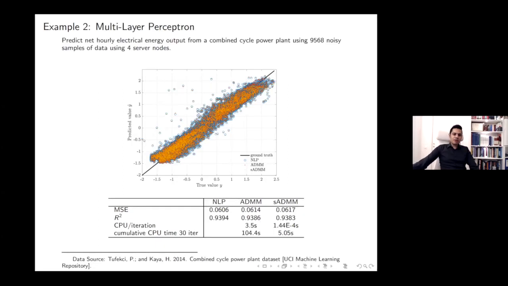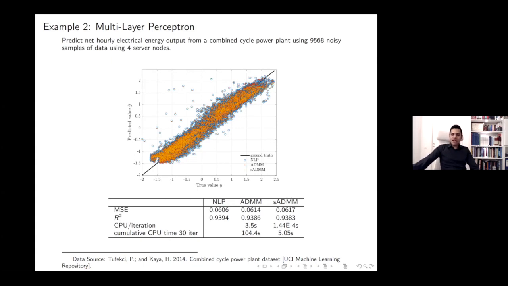So here is another example. This is real world data from a combined cycle power plant that I took from the UCI machine learning repository. And again, here I want to decompose this into 4 data chunks and make a predictive model. So here I'm training a multi-layer perceptron. And again, here we see the predictive performance of the models that are trained using a full centralized optimization problem, or a distributed learning problem that is solved using the full ADMM, and this distributed optimization problem using the sensitivity assisted ADMM.